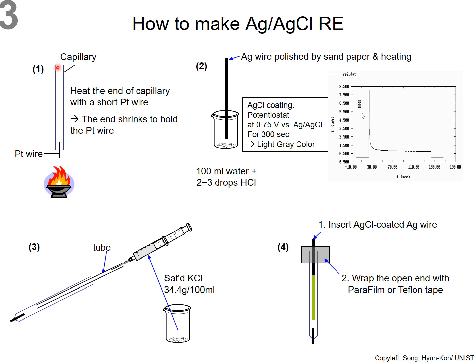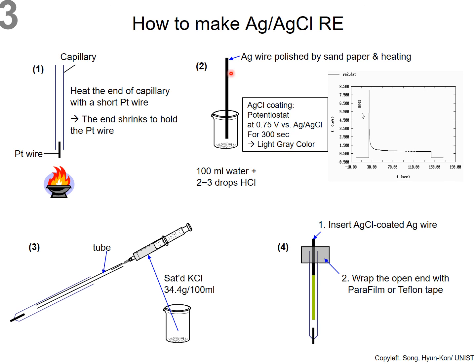Step 1, you have a capillary tube and a short platinum wire. Heat the end of the capillary with the short platinum wire here, and the end of the capillary shrinks to hold the platinum wire. Around the platinum wire you have some channels for ions in the silver chloride reference electrode. Anyway, you have made the body of the reference electrode, and then it's time to make the electroactive electrode.